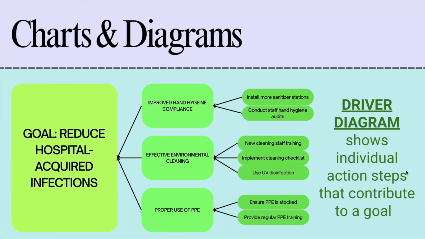And last diagram that we'll look at is the driver diagram. Looks at one big goal and then all of the sub goals or action items that need to be taken in order to achieve that goal. These sub goals can also be broken down into their own individual deliverables as many times as you want.